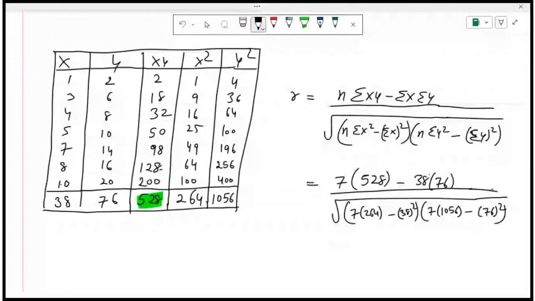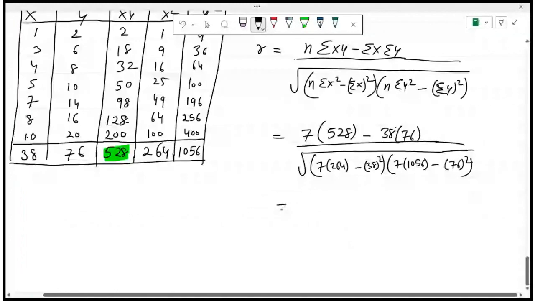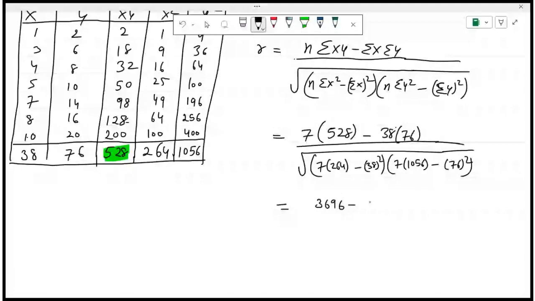Sir, the numerator is 3696 minus 2888. Okay, and the denominator: the first value is 1848 minus 1444.